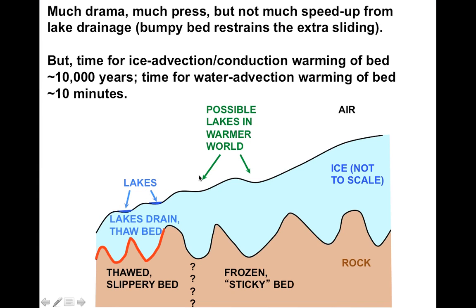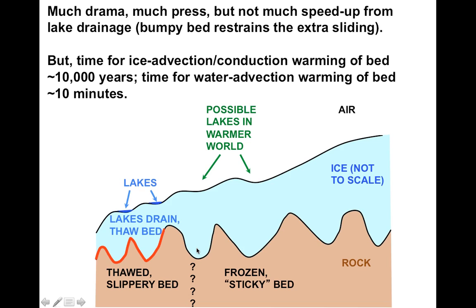And so here is a cross section. At the top up here is air. In the middle is ice. At the bottom is rock. These lakes form on the ice sheet, and then they break through to the bed. And when they do that, they make it a little more slippery, but they also make sure it's not frozen, because that much water flowing turbulently through melts it.